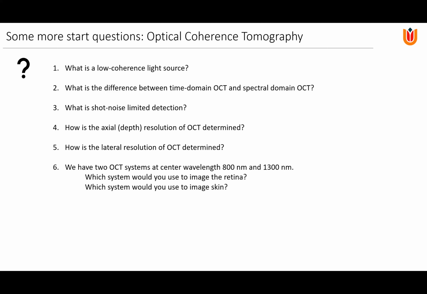Okay, so then two different modalities of OCT were discussed, so-called time domain OCT and spectral domain OCT. Do you know what the difference is between these?